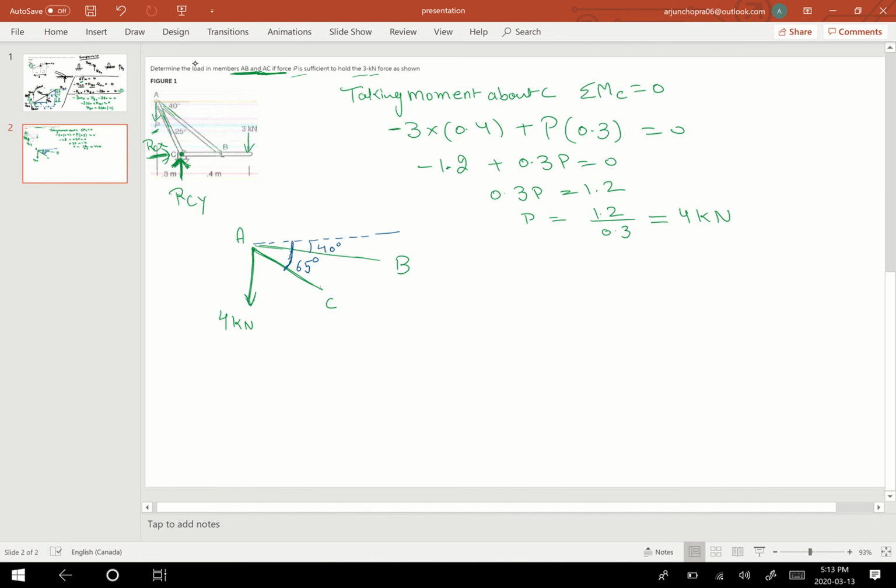The equation will be sigma Fx equal to 0, first of all. So AB cos 40 degrees plus AC cos 65 degrees, both are towards the right hand side of this point A, so I'm going to take both values as positive, equal to 0. I can't solve it yet because I don't know the value of AB or AC. There is nothing else acting in the x direction.